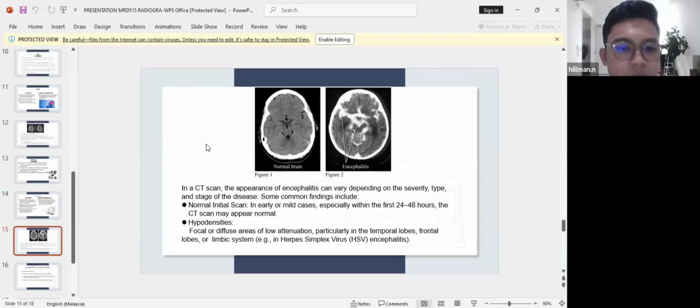This is the radiographic appearance for CT scan. It can vary depending on the severity, type, and stage of the disease. Some common findings that we can see include a normal initial scan in early or mild cases, especially within the first 24 or 48 hours. The CT scan may appear normal. Hypodensities: focal or diffuse areas of low attenuation, particularly in the temporal lobes, frontal lobes, or limbic system.